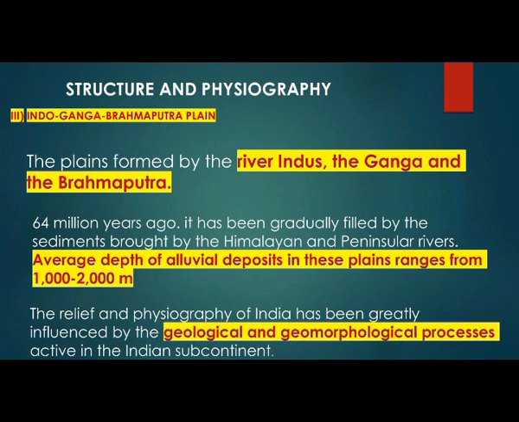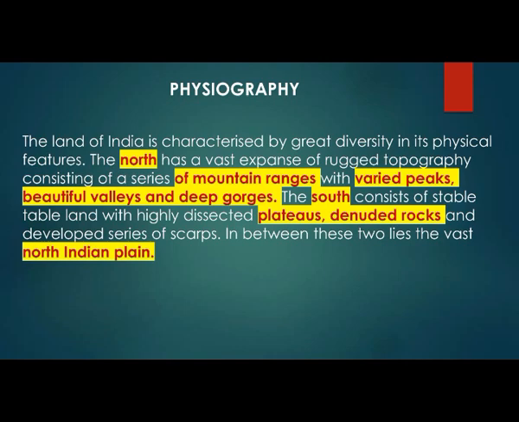Now the Indo-Ganga-Brahmaputra plain: the plains formed by the river Indus, the Ganga and the Brahmaputra. Around 64 million years ago, it has been gradually filled by the sediments brought by the Himalayan and peninsular rivers. The average depth of alluvial deposit in these plains ranges from 1000 to 2000 meters. The relief and physiography of India has been greatly influenced by the geological and geomorphological processes active in the Indian subcontinent.